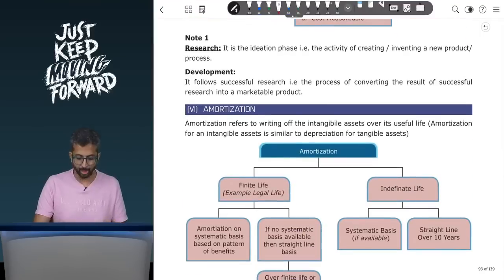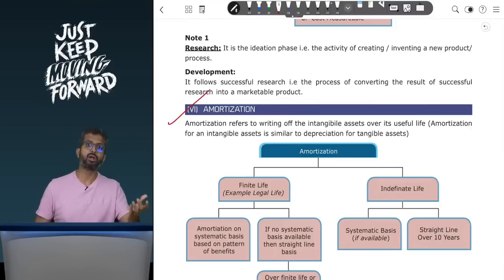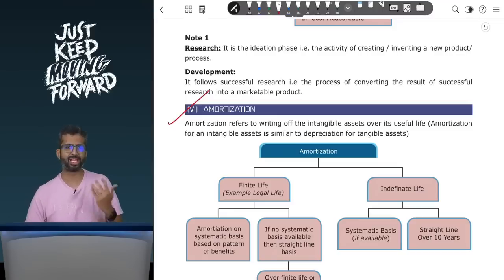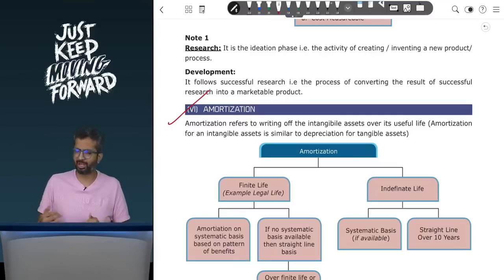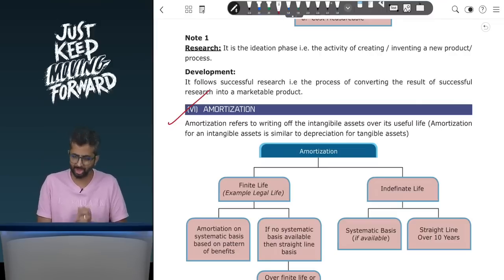Okay, amortization. What is depreciation for a tangible asset is basically amortization for an intangible asset. If intangibles have a finite life, amortization will be done over the finite life on a systematic basis. That can be the pattern of cash flows, benefits, etc. And if there is no systematic basis available, then on a straight line basis. Remember, revenue cannot be taken as a systematic basis. You can take units, you can take cash flows, but revenue cannot be taken as a systematic base in general.